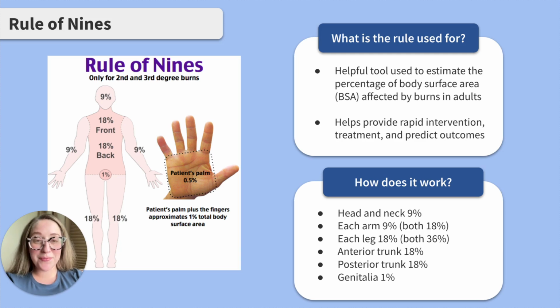So how does it work? The Rule of Nines looks like this. The head and neck make up 9% of the body surface area. Each arm is also 9%, 18% if both arms are burned. Each leg is 18%, 36% if both legs are burned. The anterior trunk and posterior trunk are each 18%. And genitalia makes up 1%. All of these percentages add up to 100% covering the entire body surface area.